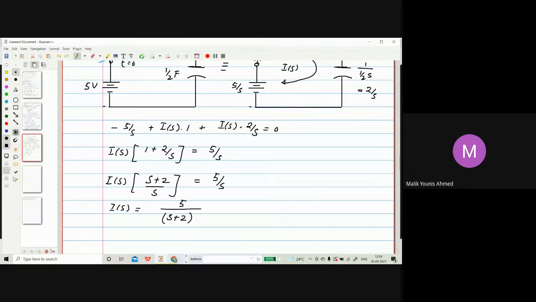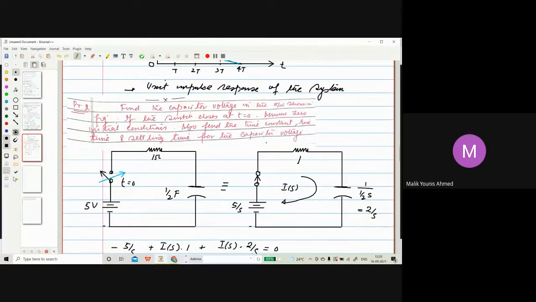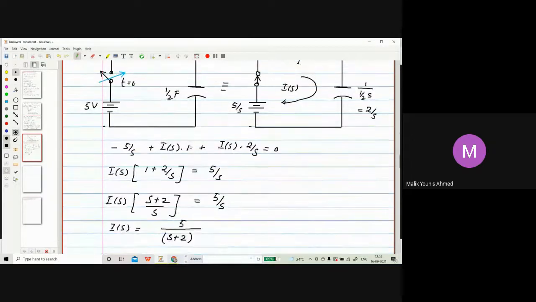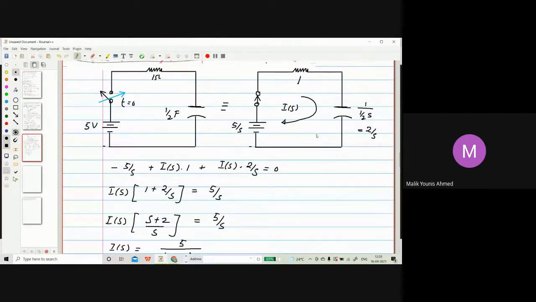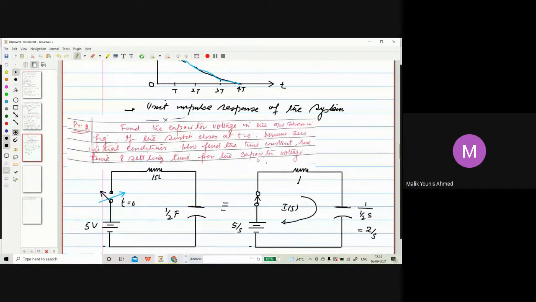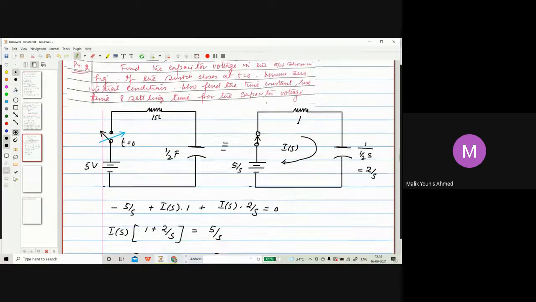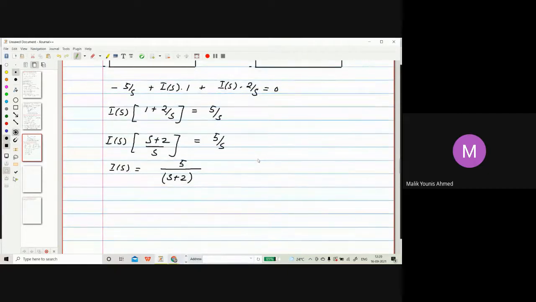What is our aim to find? Also find the time constant and so on. Voltage across the voltage source we can find, but we need it across the capacitor only. Let me check the original diagram if there is a capacitor voltage. Okay, no. So let's find the voltage across the capacitor, because we'll see the time constant with respect to the capacitor. Let's say the voltage across the capacitor is V naught of S, call it equation number 1.